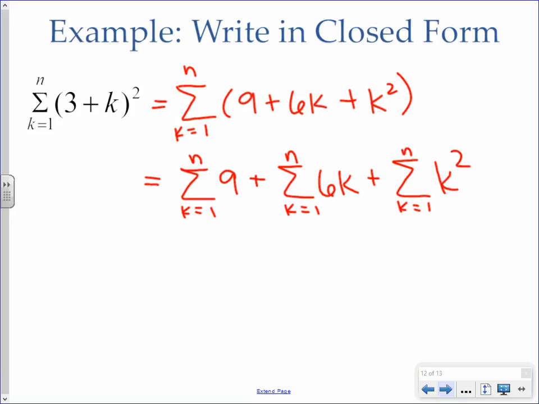I'm going to come back to this one with 6k. It is going to be easier if we write the 6 outside of the sum and just have the sum of k. We have the sum of a constant from 1 to n. What's that sum? 9n. We're adding 9 up n times. And then we have 6 times the sum of k from 1 to n. So that's n times n plus 1 over 2.